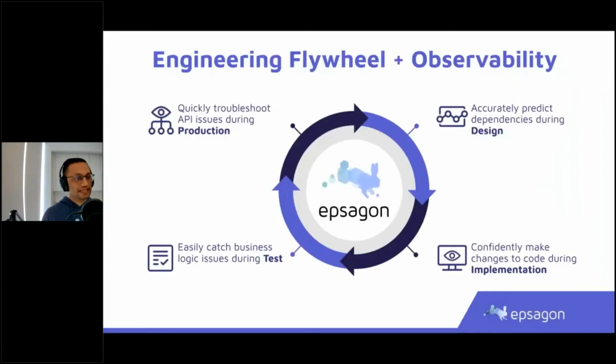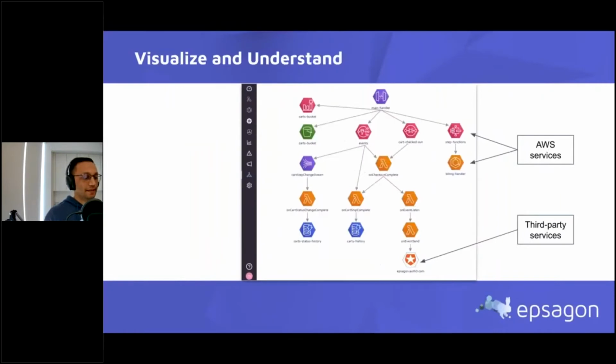We at Epsagon believe that an observability solution should be able to help you throughout your engineering lifecycle, right from the design phase to the implementation phase to testing and production. So what do we need to do to implement observability which will help you throughout your engineering flywheel? Let's look at some of the examples.